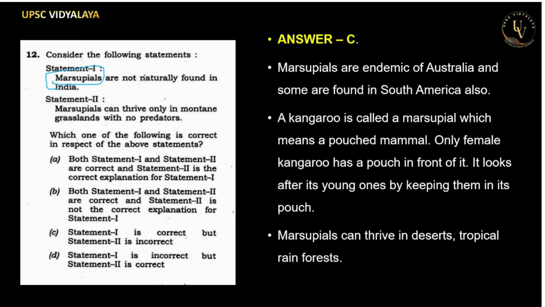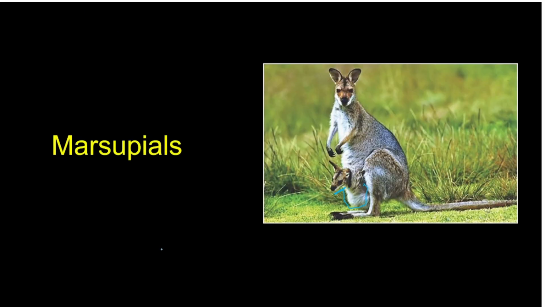Did you understand? So हमारे देश में इंडिया में आपको कहीं kangaroos या marsupials दिखाई देंगे? Definitely नहीं. तो स्टेटमेंट नंबर 1 करेक्ट ही होगा. फिर marsupials कहाँ दिखाई देंगे? They are actually found in Australia and some are even found in South America also. Okay. Statement number 2. Marsupials can thrive only in mountain grasslands with no predators. That is not true. They can thrive in deserts. So ऑस्ट्रेलिया में मेजॉरिटी हमको डेजर्ट्स मिलेंगे. ओके, ट्रॉपिकल रेन फॉरेस्ट साउथ अमेरिका एंड ऑस्ट्रेलिया में भी पाए जाते हैं. सो द आंसर इज सी. Statement number 1 is correct, but statement 2 is incorrect. Okay. So can you see marsupial?